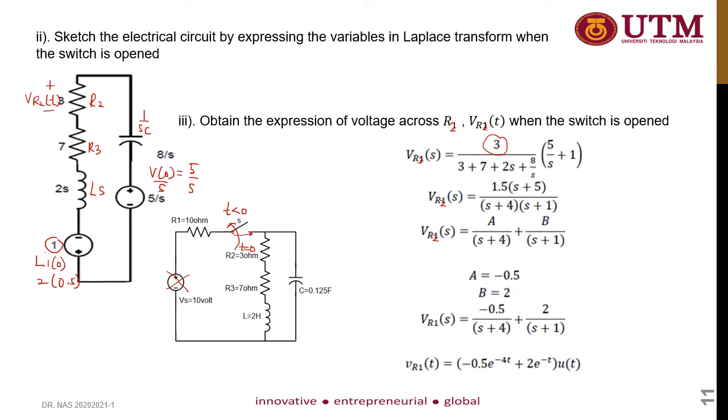Okay, so in this case you get VR2 in S domain. So perform partial fraction in order to get the parameters A and B, and then finally you need to do inverse Laplace transform to get the VR2 in time domain. Because the question asks you to get VR2 in time domain.